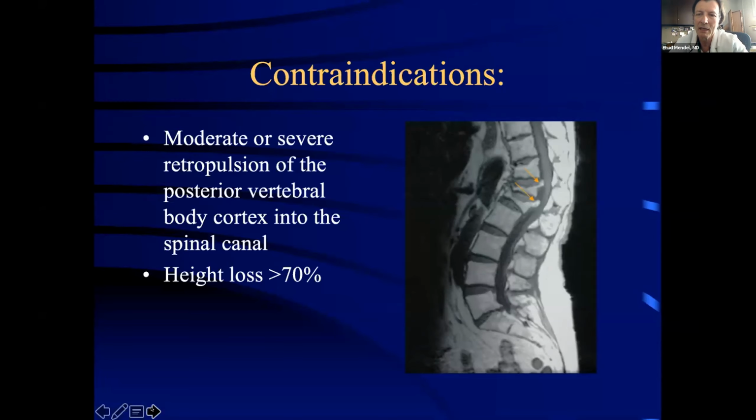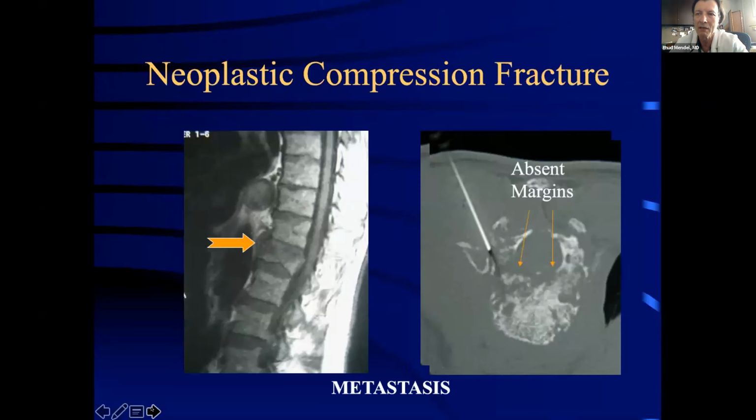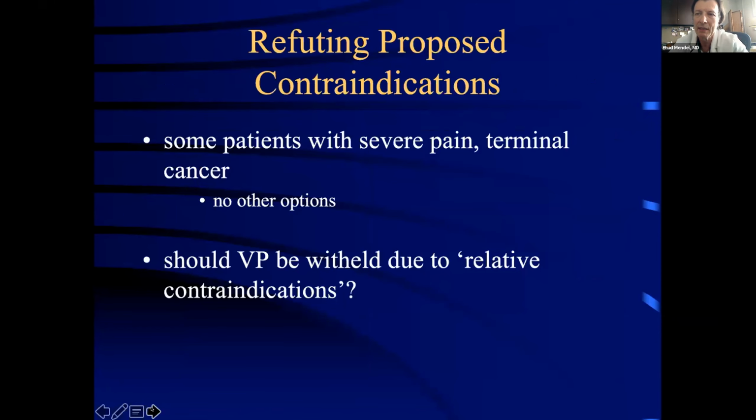This is a situation where we looked very carefully. Sometimes you can't put cement because the back wall is so eroded, and there's a high likelihood of cement leakage into the canal because the back wall is missing. And the question that we looked at is whether you can refute some of those contraindications, because a lot of these patients cannot go through big surgeries or vertebrectomies. And so we start pushing some of the limits on the cement.